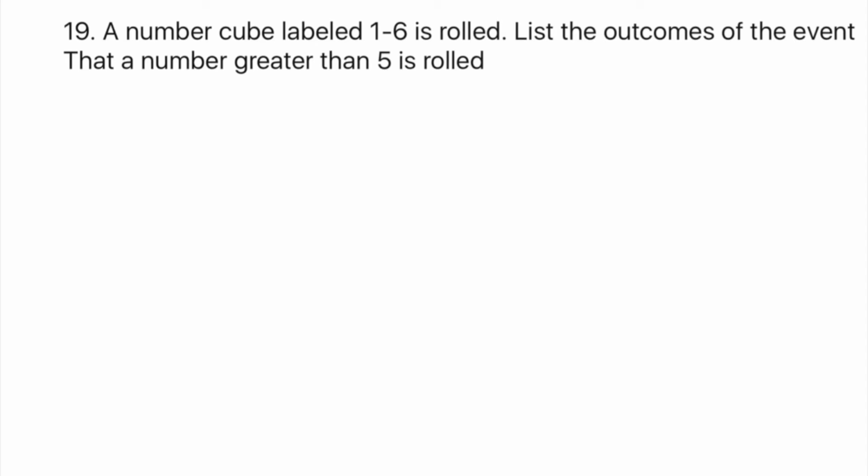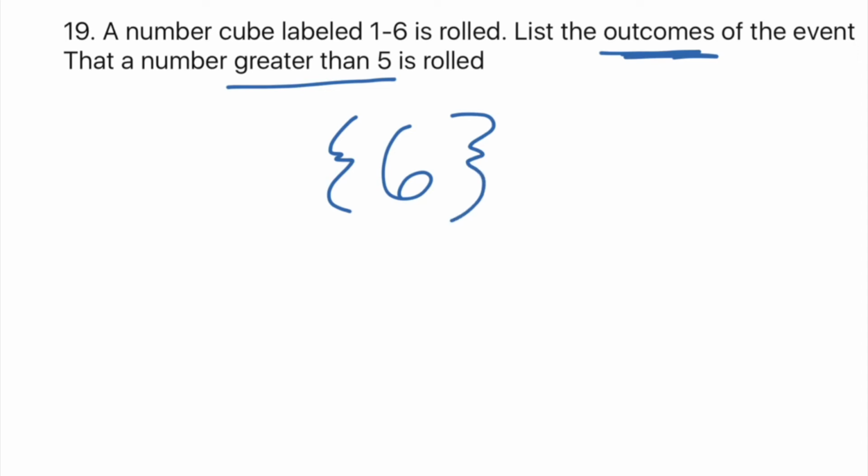Number 19, a number cube labeled 1 through 6 is rolled. List the outcomes of the event that a number greater than 5 is rolled. So all they want is the outcomes, and they want the outcomes that a number greater than 5 is rolled. Well, if you have a cube that's labeled 1 through 6, there's only one number greater than 5, and that is 6. So that's your only outcome.